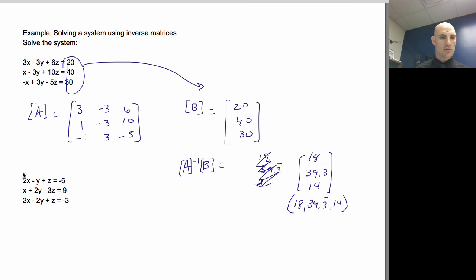Okay? Try this one. When you get done, your answer should be -2, -5, -7. So see if you can set up your coefficient matrix and your answer matrix in your calculator, and that should be your answer when you get done. That's all there is to it, guys.